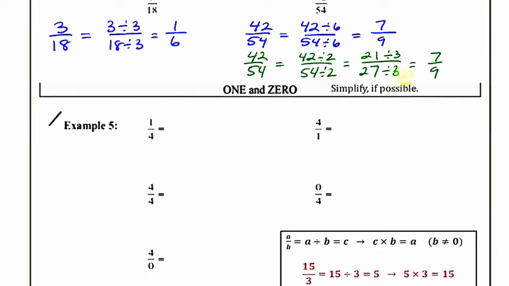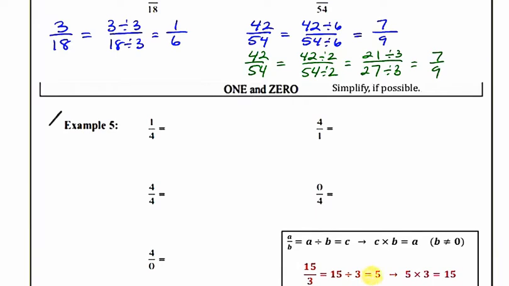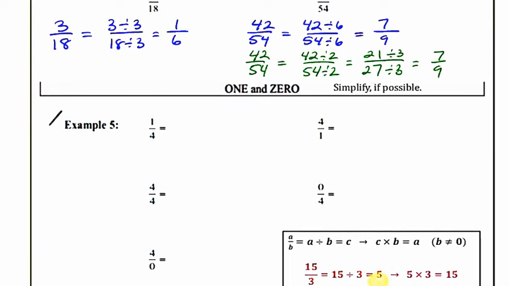And now for the last example, we're asked to simplify the following fractions if possible. Before we take a look at these though, remember a fraction bar means division. So for example, if we have 15/3, that means 15 divided by 3, which is equal to 5. And every division problem has a corresponding multiplication problem. 15 divided by 3 equals 5 because 5 times 3 equals 15. Notice how the corresponding multiplication problem is formed by looking at the division problem in the opposite direction. 5 times 3 equals 15.